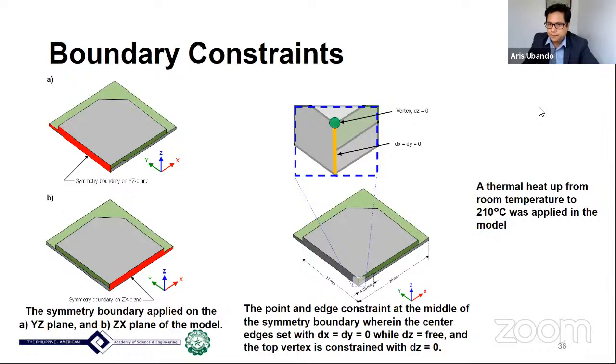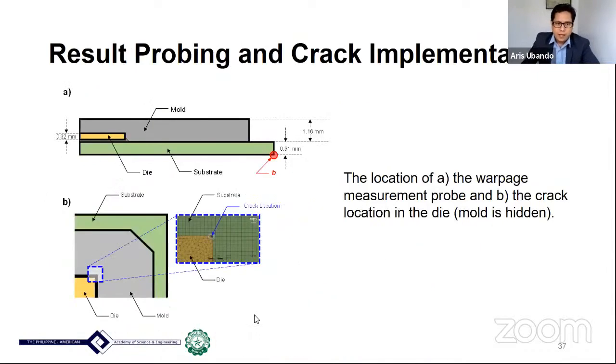Then we have applied a ramp up of temperature and the thermal load for the simulation from room temp. And mainly this is the process being simulated from room temperature. We heat it up to 210 degrees Celsius and try to understand the crack propagation behavior of the BGA package. And also for us to be able to quantify the warpage measurements at this point.